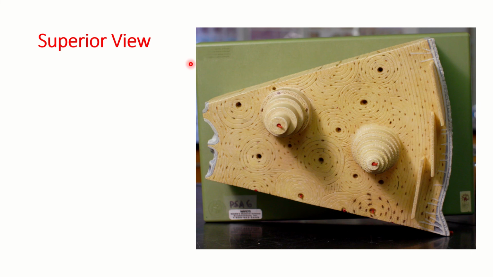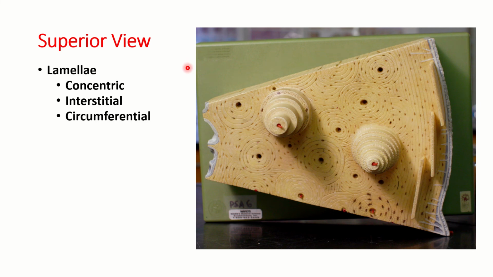So this is the superior view and there are a few different structures. First one is lamellae. A lamella is a layer. There are different ways that they are formed. One is called concentric, like circles. If you cut an onion, it's like layers of an onion. So these are the circumferential, concentric lamellae.